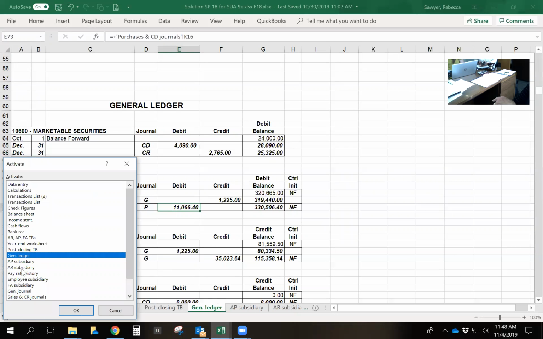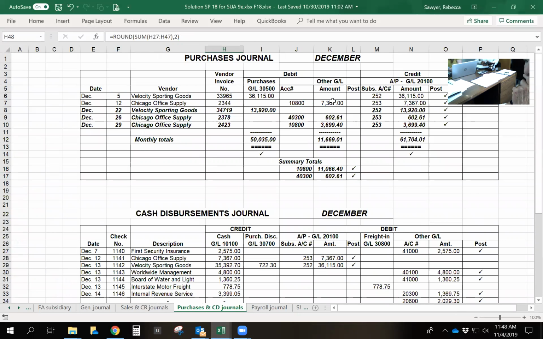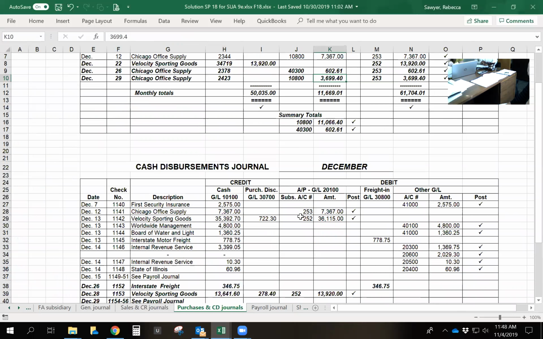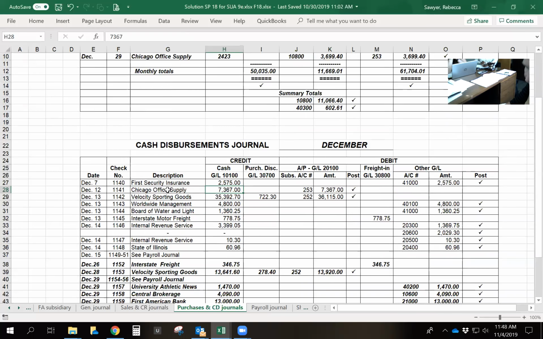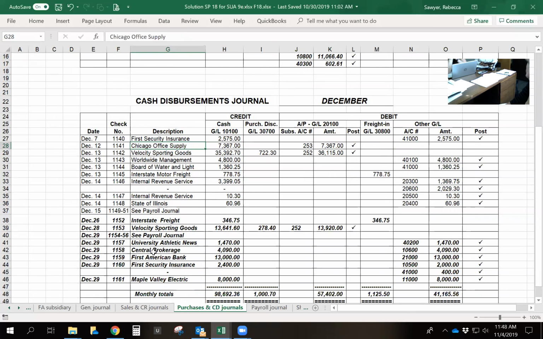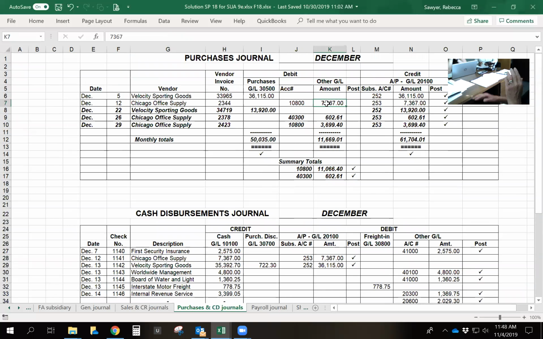Let me go find my purchase journal. If you look at your purchase journal, you purchased one asset for $7,367 and one asset for $3,699. If you look down here in cash disbursements, you paid for the 7,367, but you never paid for the 3,699. You don't have another entry to Chicago Office Supplies. So the 7,367 is what you put in your statement of cash flow: purchase of fixed assets, negative 7,367.